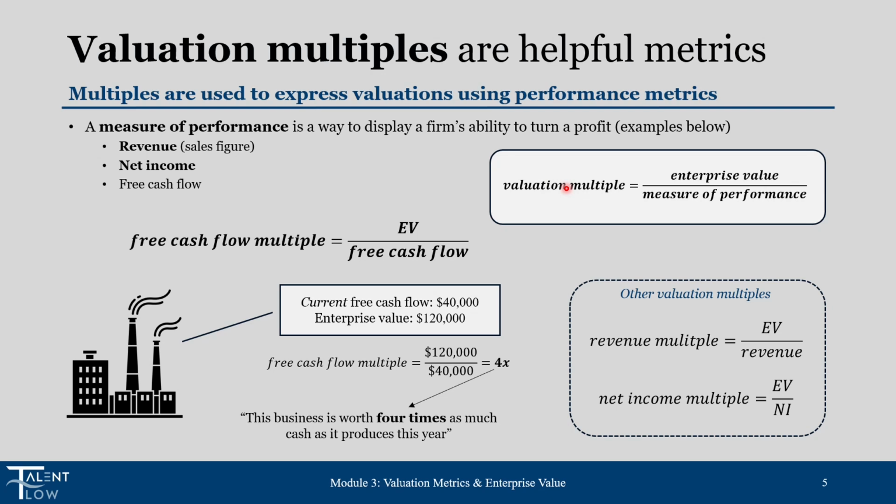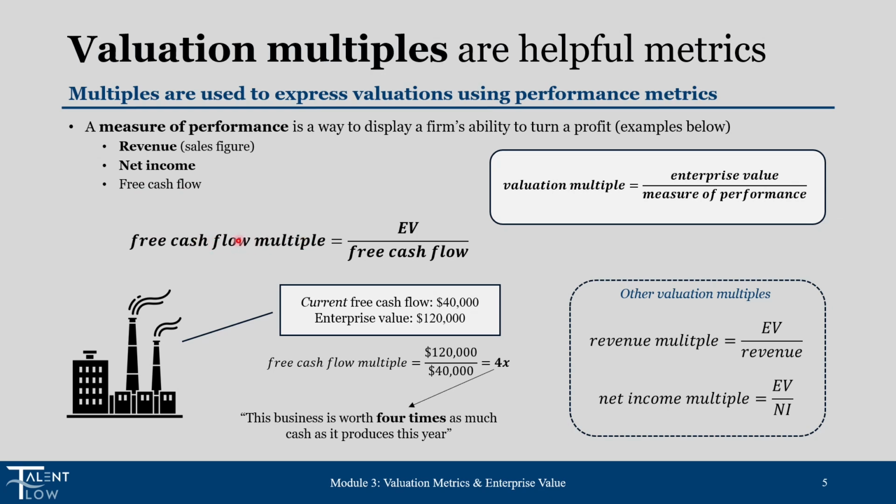A valuation multiple is a simplified way to show a company's worth, which is done by dividing a company's enterprise value by a measure of its current economic performance. Some metrics used to measure a company's profitability or economic performance include revenue or sales, net income, or, as we previously discussed, free cash flow. There are additional ways to measure a company's performance not discussed here. This concept can be a little confusing, but we will take it step by step. Let's look at a type of valuation multiple that uses free cash flow as the measure of performance.